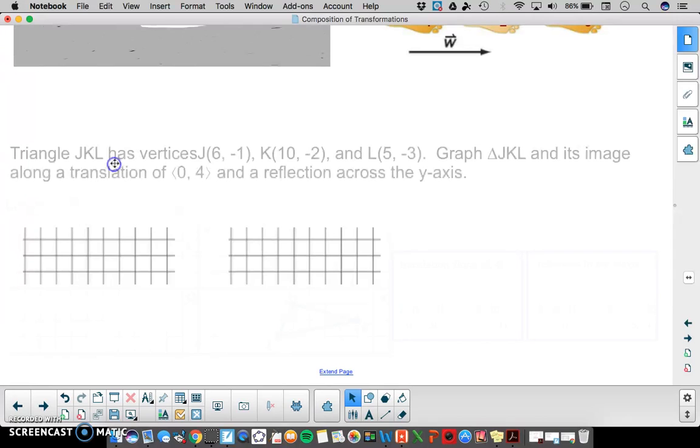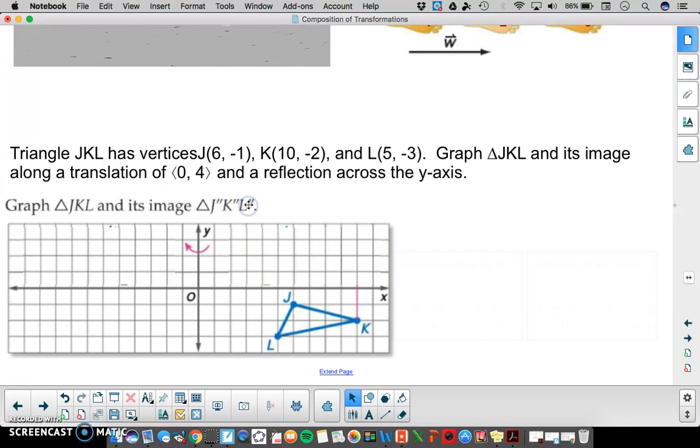Now we're going to practice one. We have triangle JKL, which has vertices (6, -1), (10, -2), and (5, -3). We've graphed triangle JKL. Now we're going to graph its image along the translation of <0, 4> and the reflection across the y-axis. So we need to first perform the translation of <0, 4>. That means we're not moving anywhere along our x component, but we are moving +4 along our y component, which means we're moving up 4.